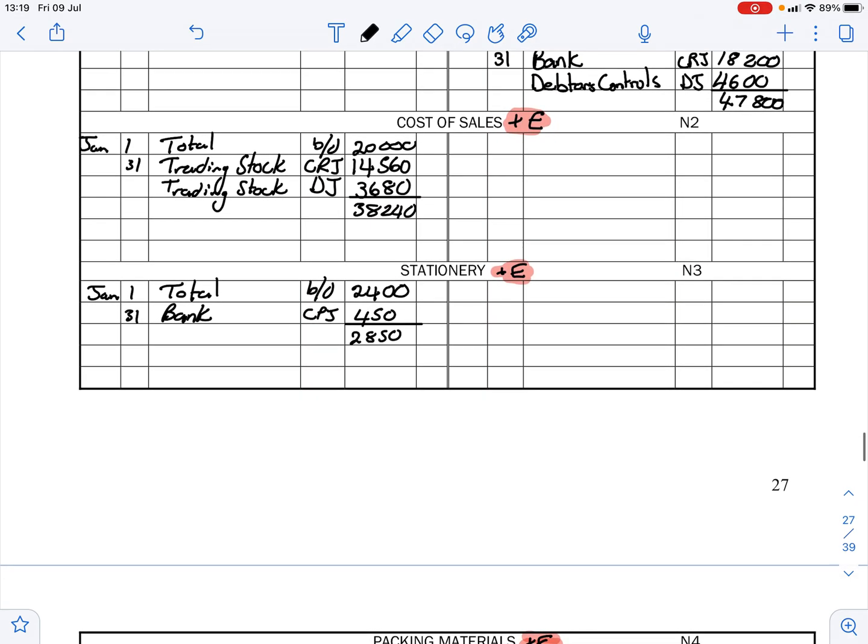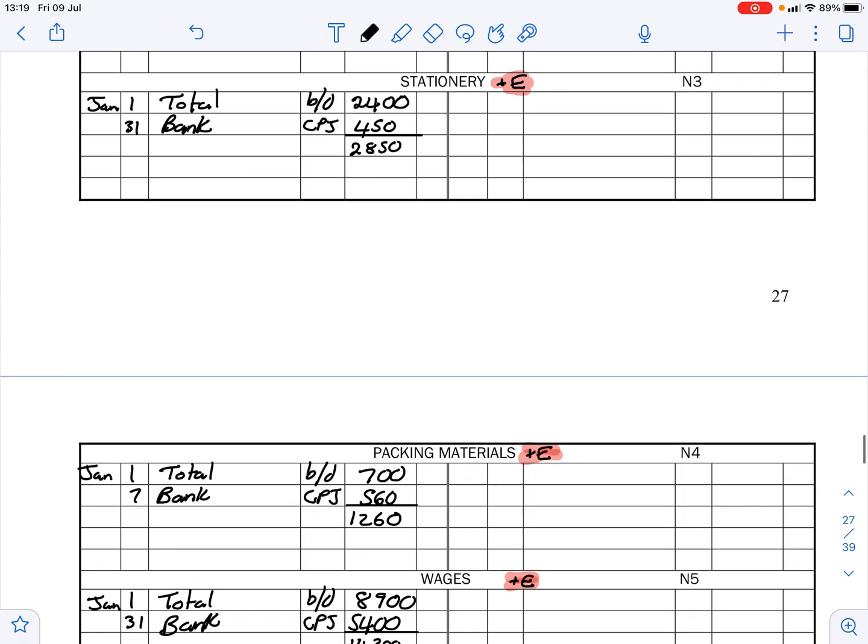Please make sure you mark and correct these and pay attention to where you might be making your errors. See if there's a common trend. All right, guys.